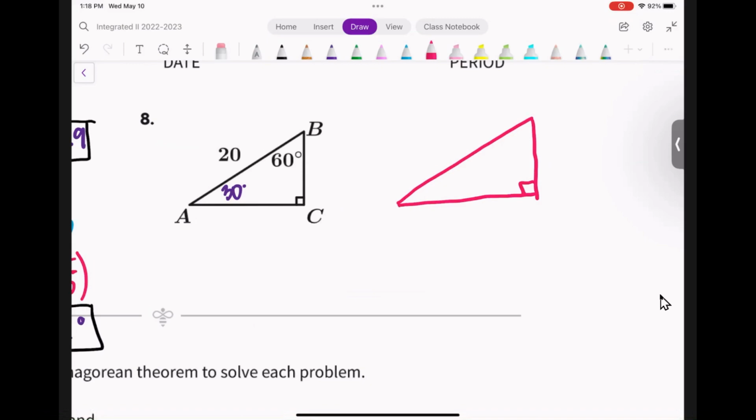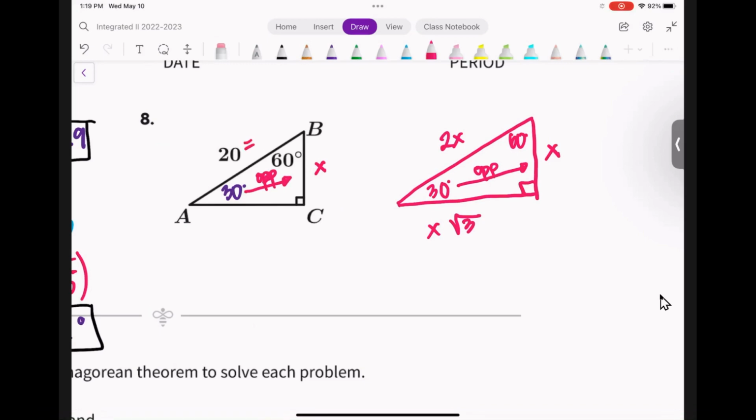Okay. In a 30, 60, 90 triangle, the side opposite of 30 is x. The hypotenuse is 2x. And the other side is x root 3. And you guys are like, how does this help you, Miss Johnson? I'll show you. Once I figure that out, I superimpose this triangle onto the other ones. So I'm going to write opposite side of 30 is x.